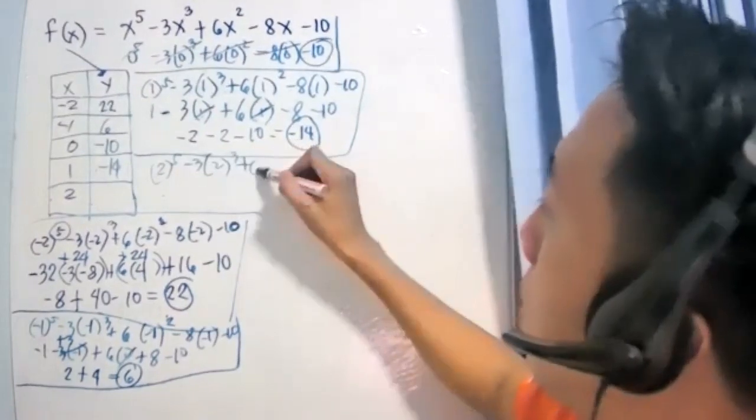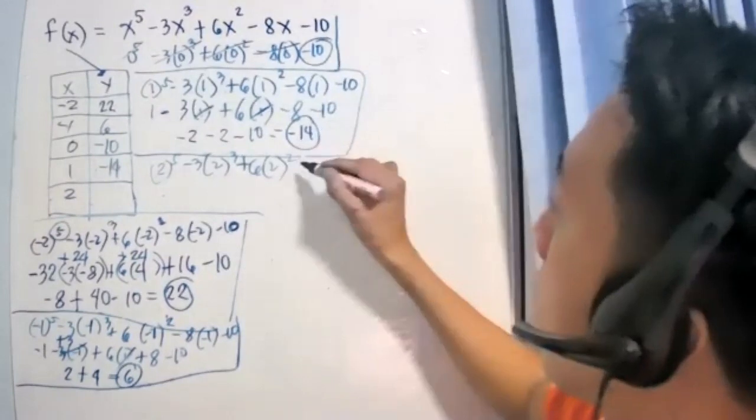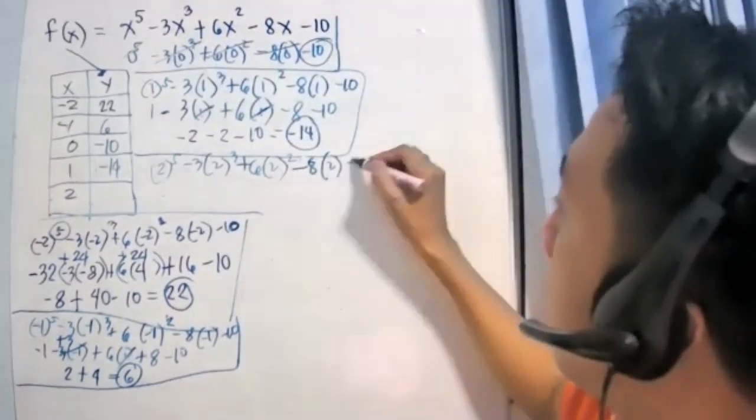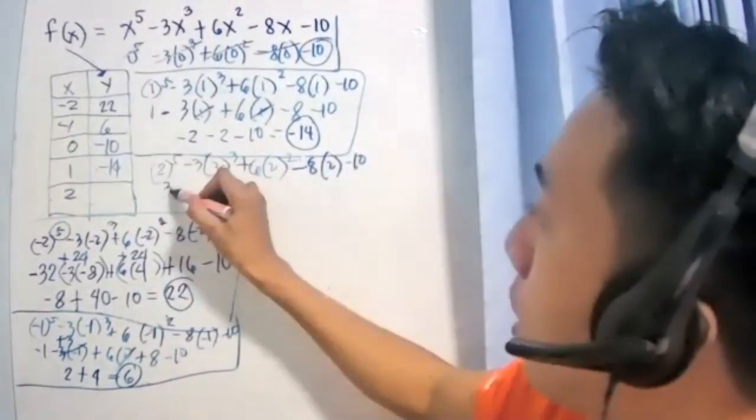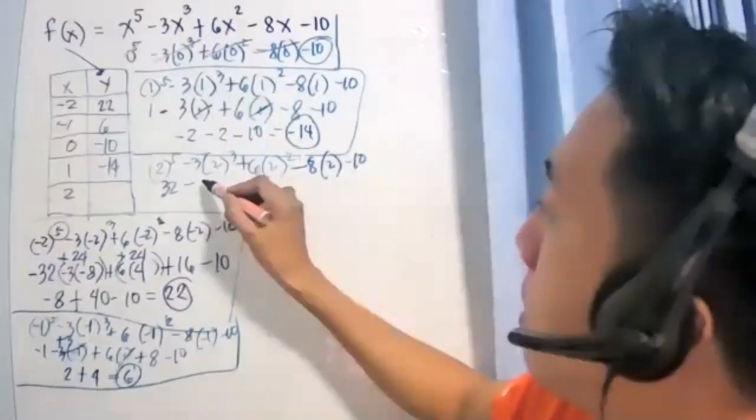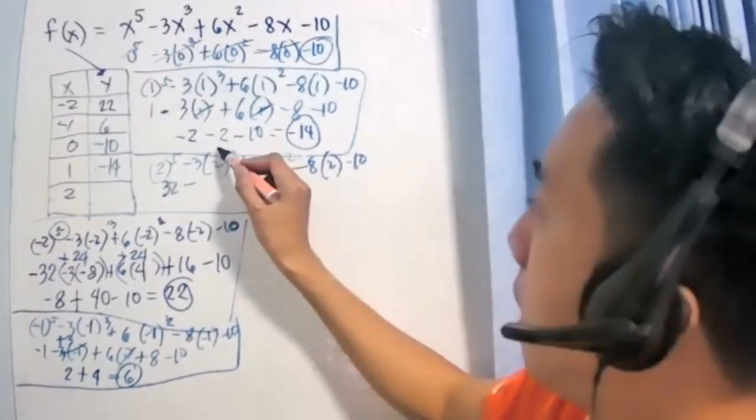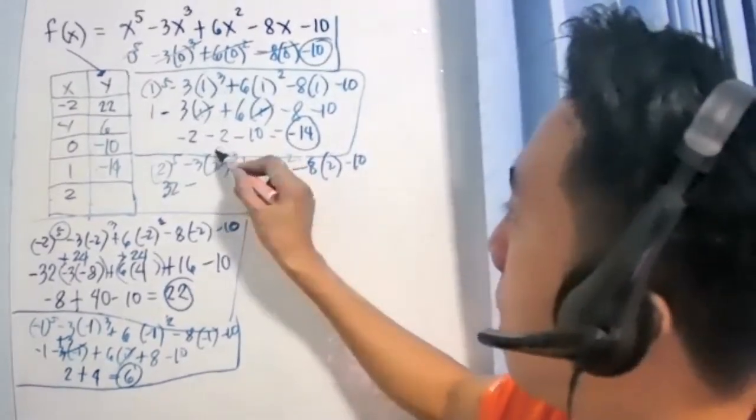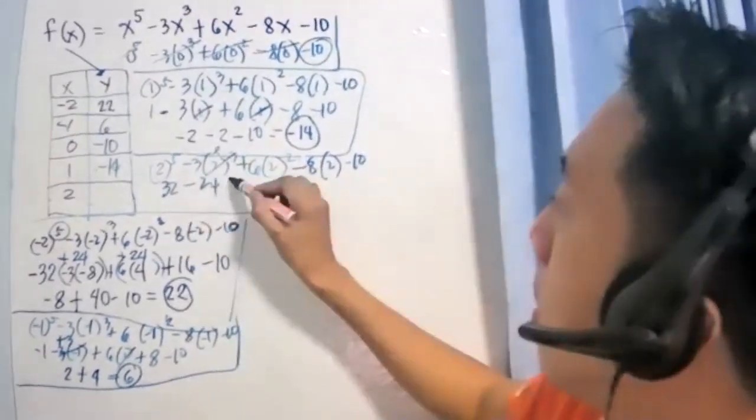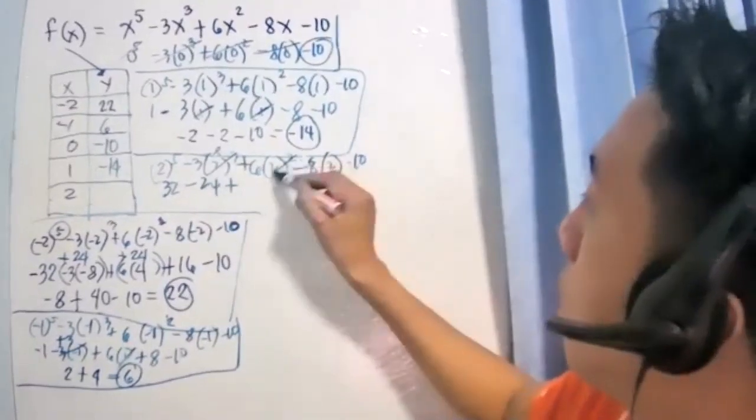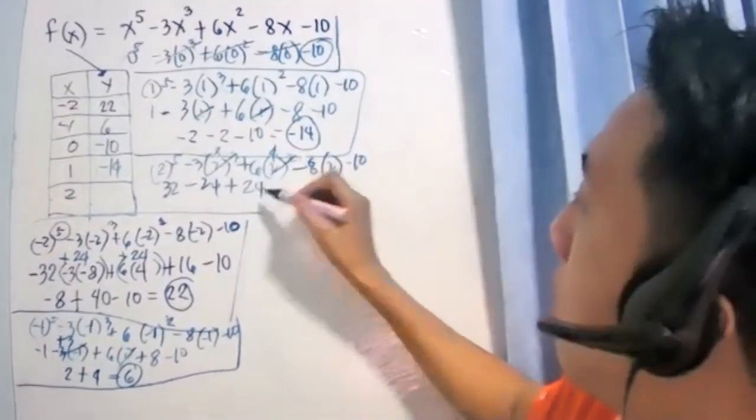2 squared. Okay. 2 raised to 5, that will be 32 minus 2 cubed. 2 cubed is 8. This will become 8. 8 times 3 is 24. Plus 2 raised to 2, squared is 4. 4 times 6 is also 24.